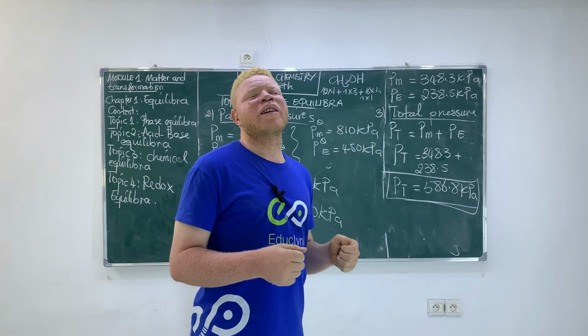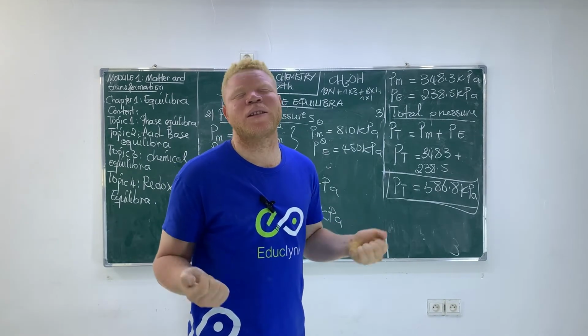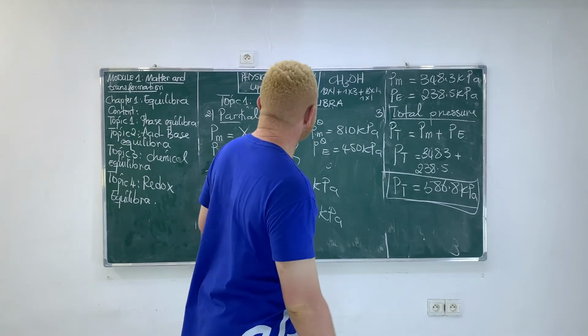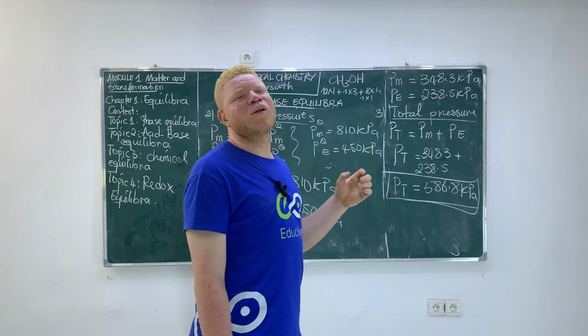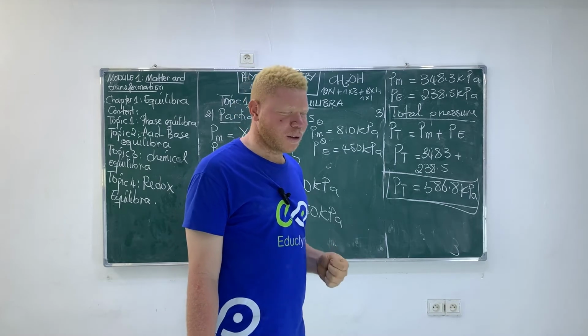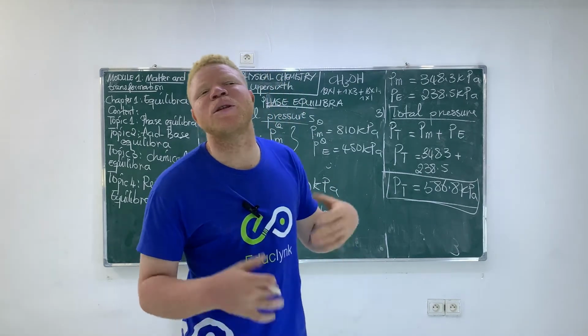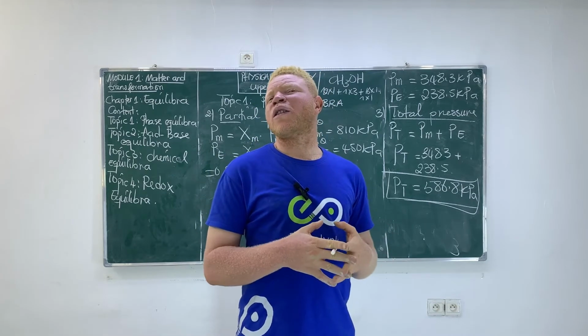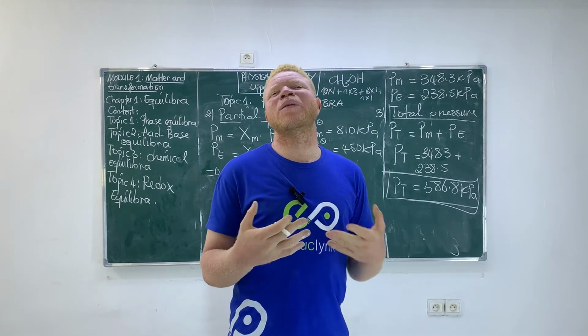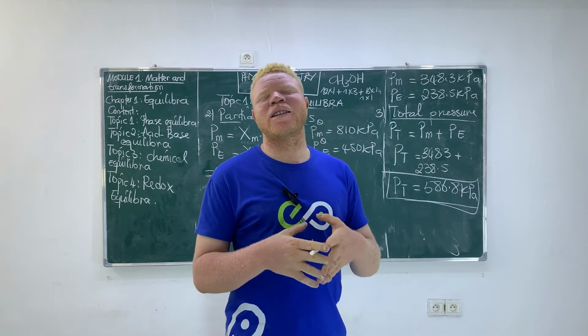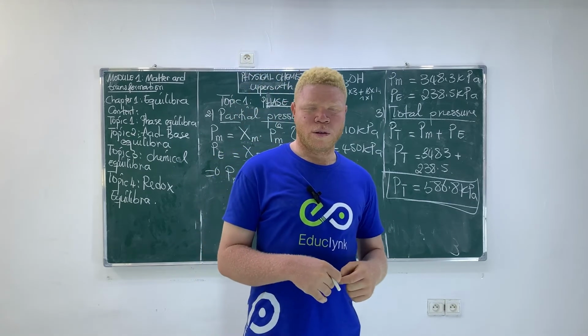So the components have similar intermolecular forces. In this case, in ethanol or alcohols, the intermolecular forces are hydrogen bondings. Such mixtures are ideal mixtures. An ideal mixture is simply a mixture in which the components have similar chemical and intermolecular structure.